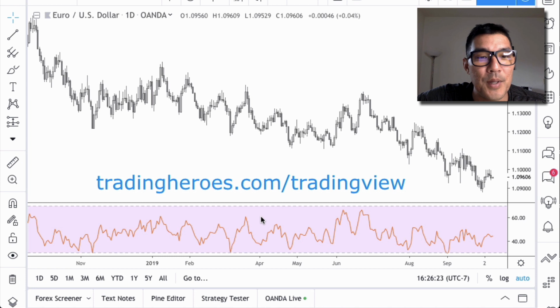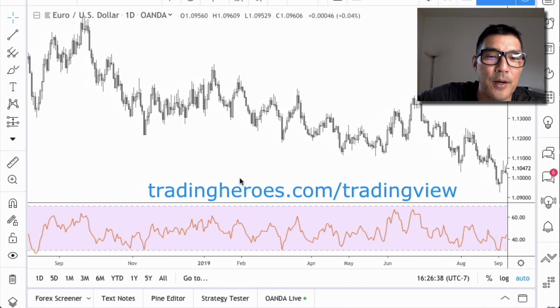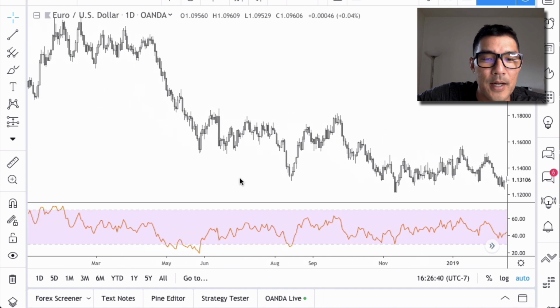So the basic concept behind the RSI is that it's an oscillator. It goes back and forth between 0 and 100. And it gives us an idea of how price is reacting based on previous price action. So we're looking for an instance where the RSI goes outside of this shaded area, and I'll explain what that is in a little bit.